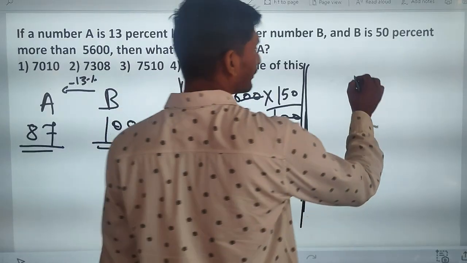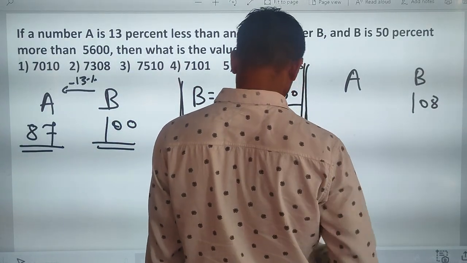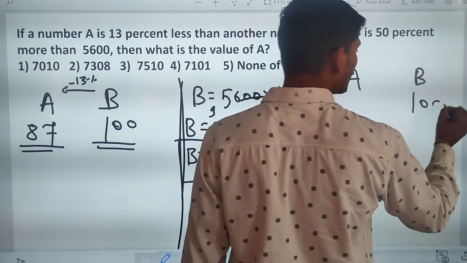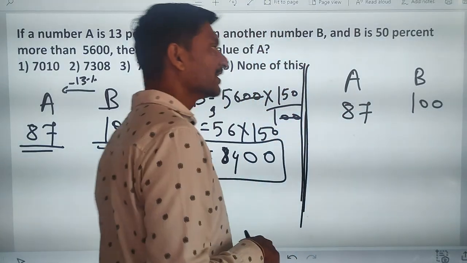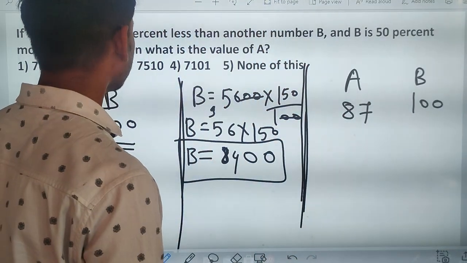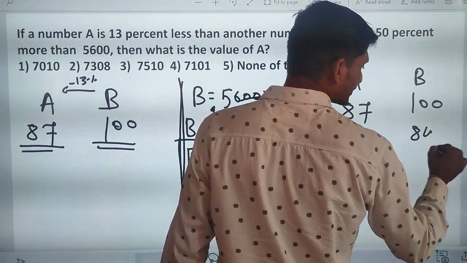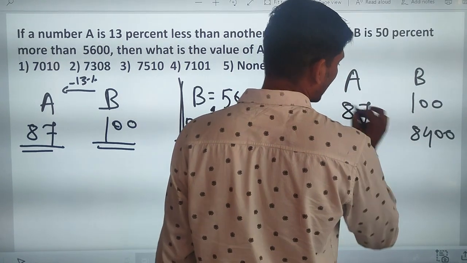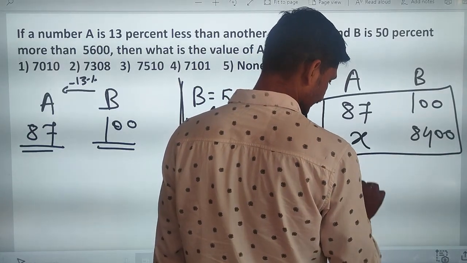If B is 100, then A is 87. Here the value of B is 8400. Then find the value of A. We take cross multiplication.